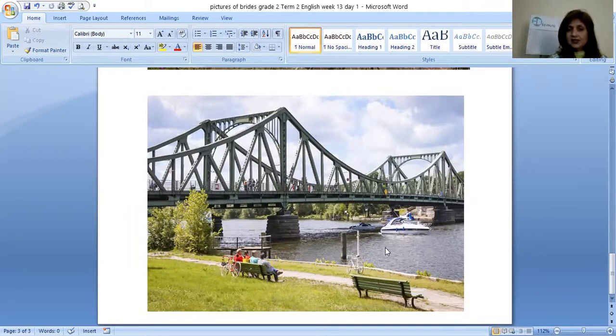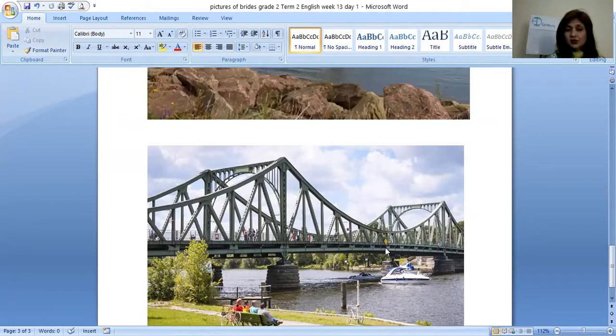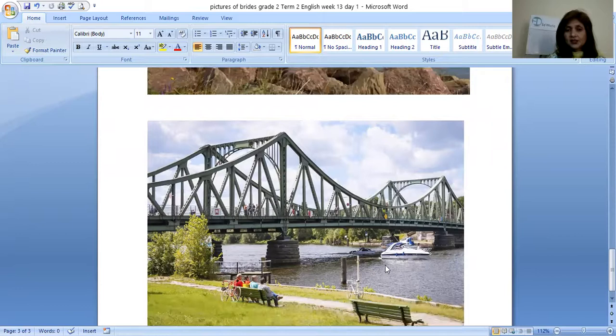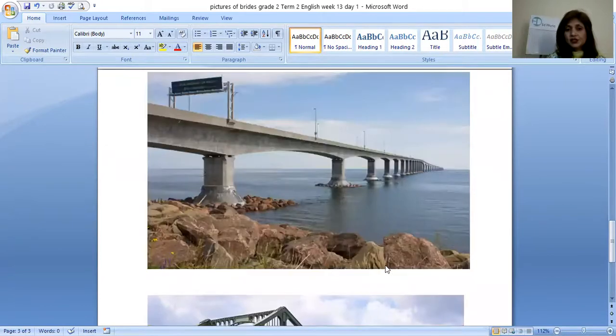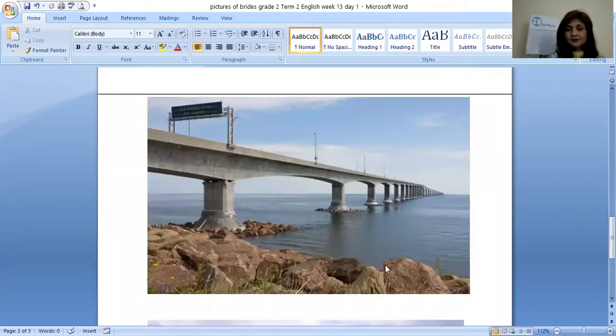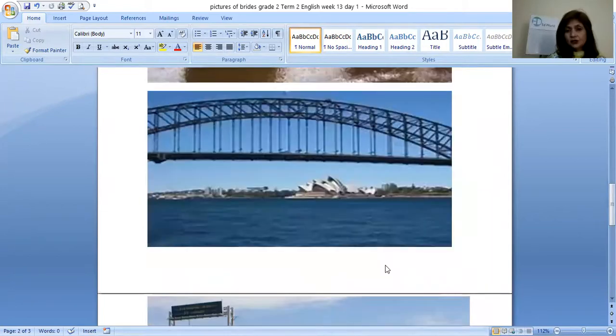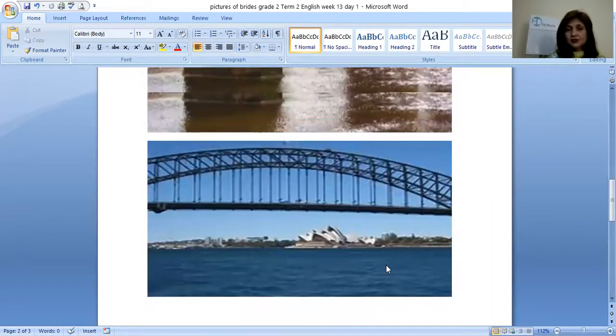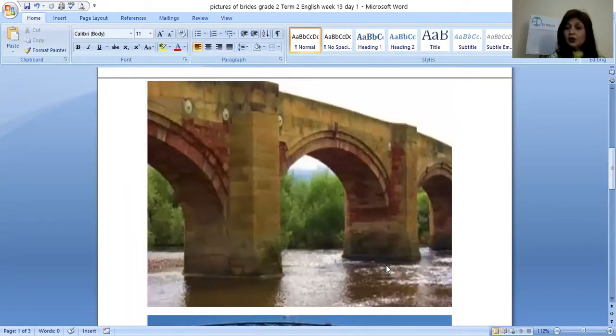Now, have you seen these type of bridges, children? Yes, you might have seen in your city, in your country, or you might have seen in movies, right? So see, you can see the difference between all these bridges. This bridge is a little different. This bridge is a little different. And this bridge is also a little different. This one is also a little different. Now, all these bridges are different from one another.